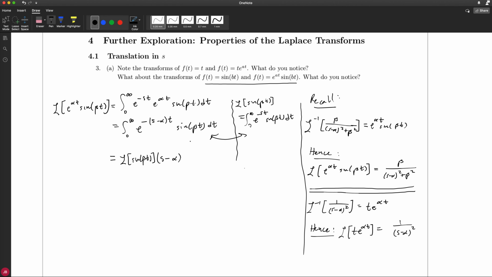Okay, well, what is the Laplace transform of sine beta t? The Laplace transform of sine beta t is beta over s squared plus beta squared. Well, now if you plug in s minus alpha for s, what do you get? Ta-da, you get exactly what I said you should get. So this is beta over s minus alpha squared plus beta squared. Okay?